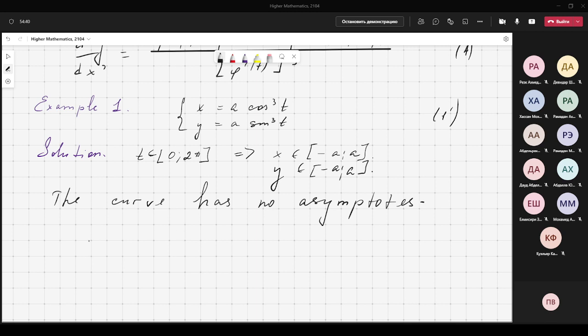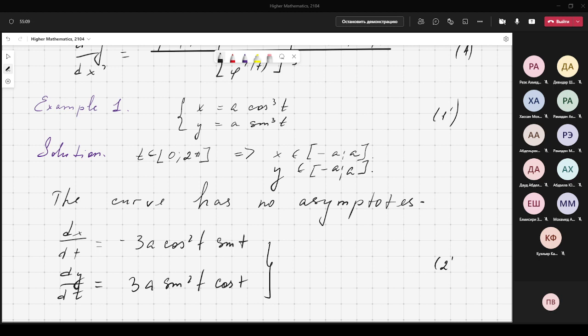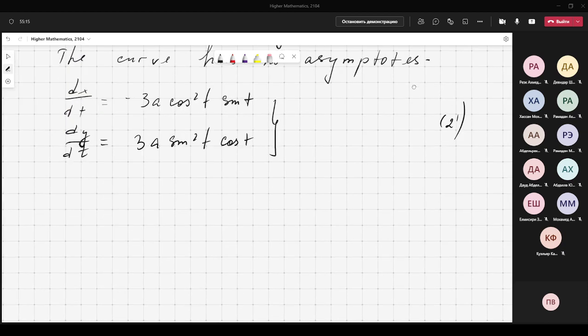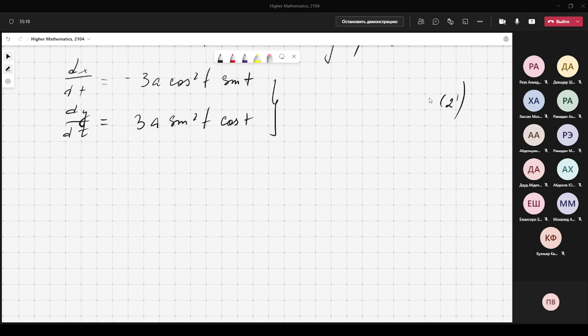Next, we find dx over dt equals minus 3a times cosine squared of t times sine of t, and dy over dt equals 3a times sine squared of t times cosine of t. This is 2 prime. These derivatives vanish at t equals 0, pi over 2, pi, 3 pi over 2, and 2 pi.